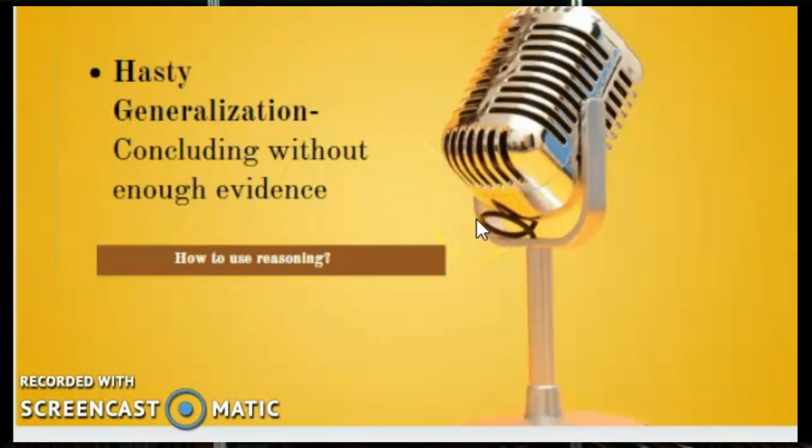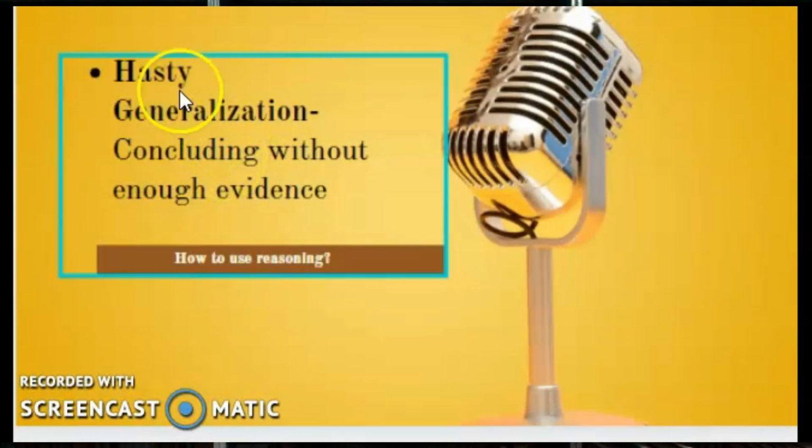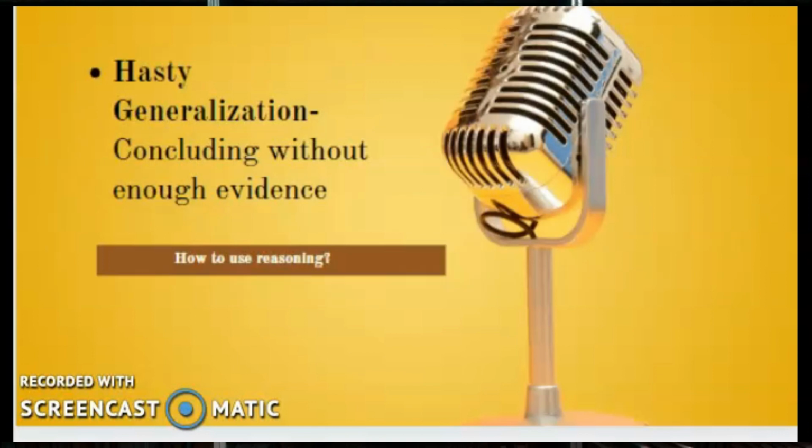Next, we have the hasty generalization. When we say hasty generalization, we are concluding without having enough evidence. For example, we have mentioned all of the Koreans have undergone plastic surgery. Maybe some of them have, but not all. So that's hasty generalization. If you don't have enough evidence, you should not say that.